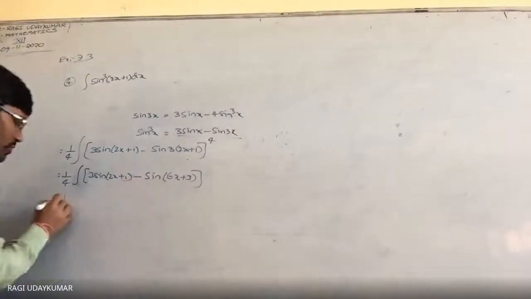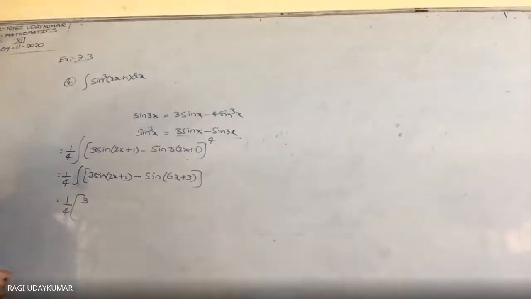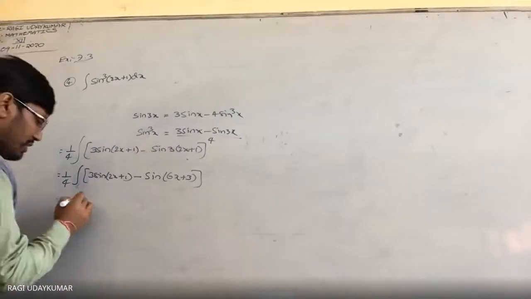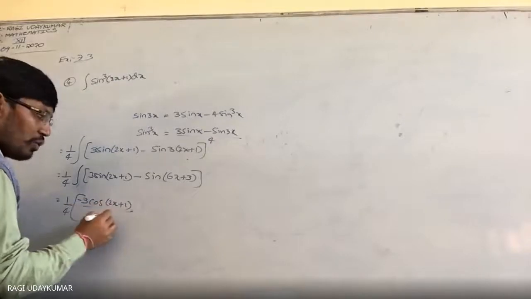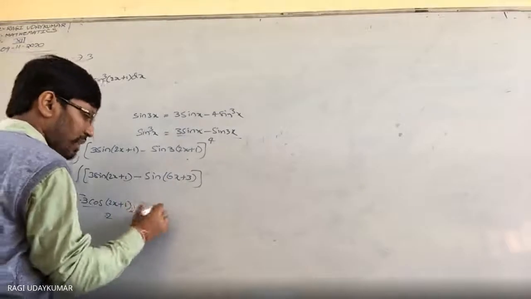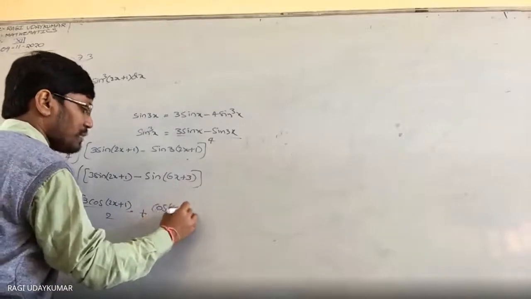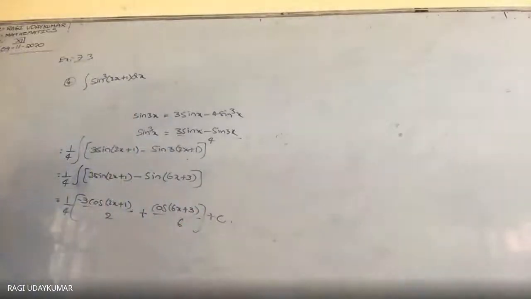सो इंटीग्रेट करो. सो 1/4, इसका इंटीग्रेशन क्या होगा? 3 sin x का इंटीग्रेशन इज minus cos 2x plus 1 by 2, माइनस ये प्लस हो जाएगा, cos 6x plus 3 divided by 6, plus c. समझ में आया? सही है ना? And what is the other way?